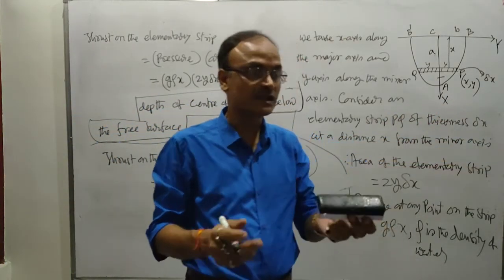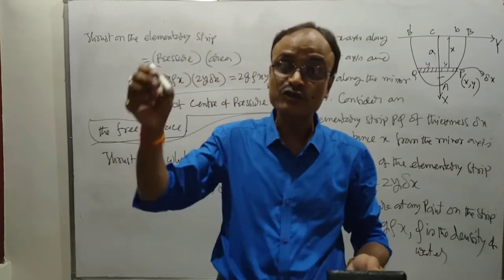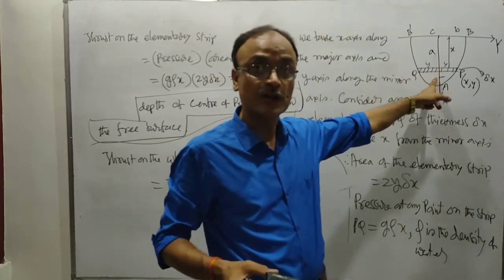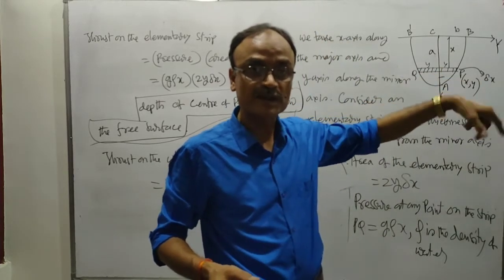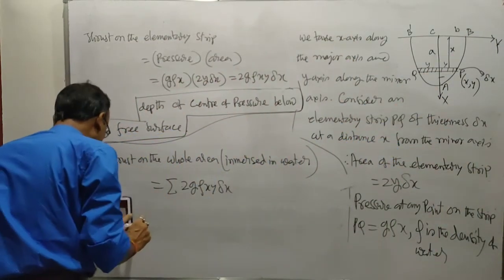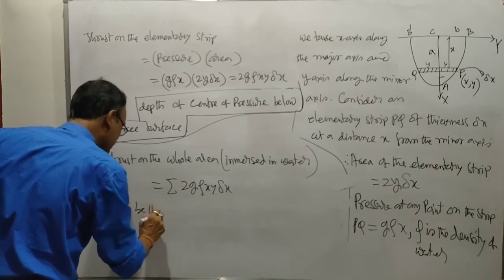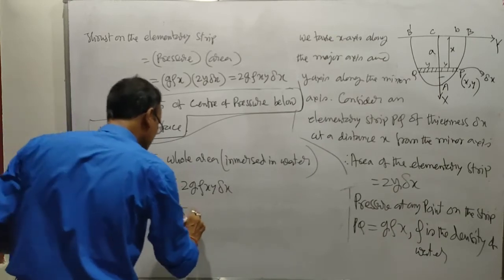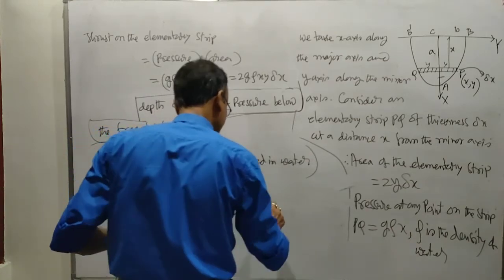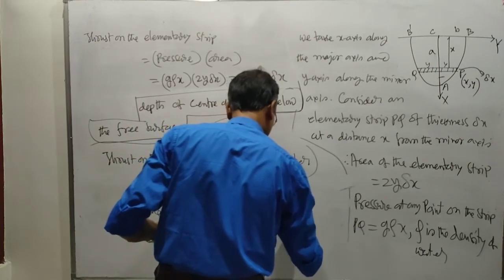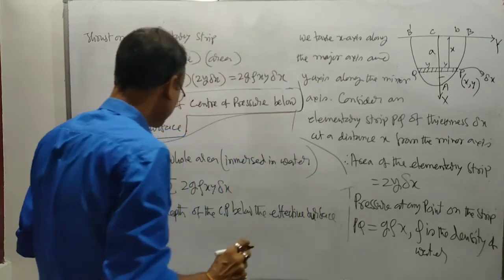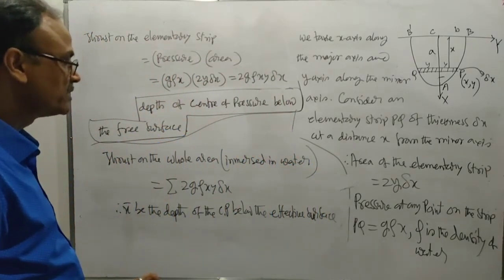Now in this question, it is not given that the center of pressure is on the focus of the ellipse. We are to find the depth of the center of pressure below the effective surface. Let x bar be the depth of the center of pressure below the effective surface.